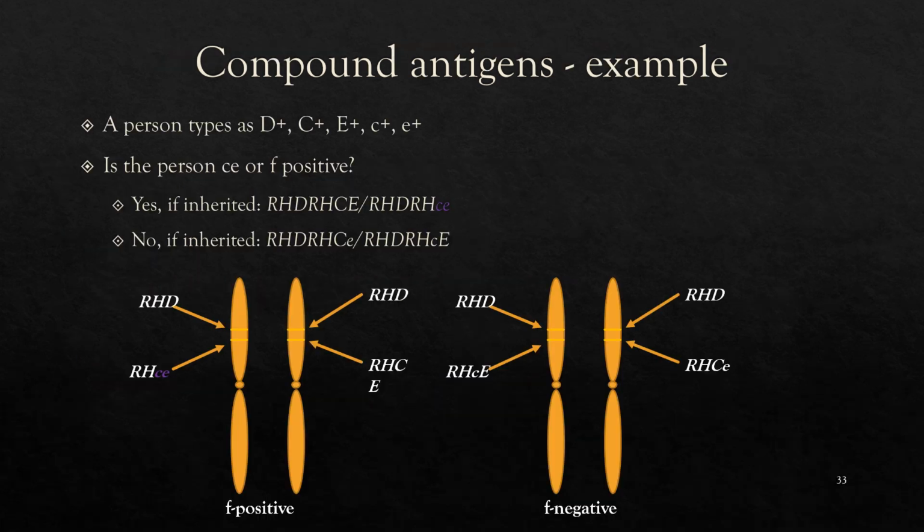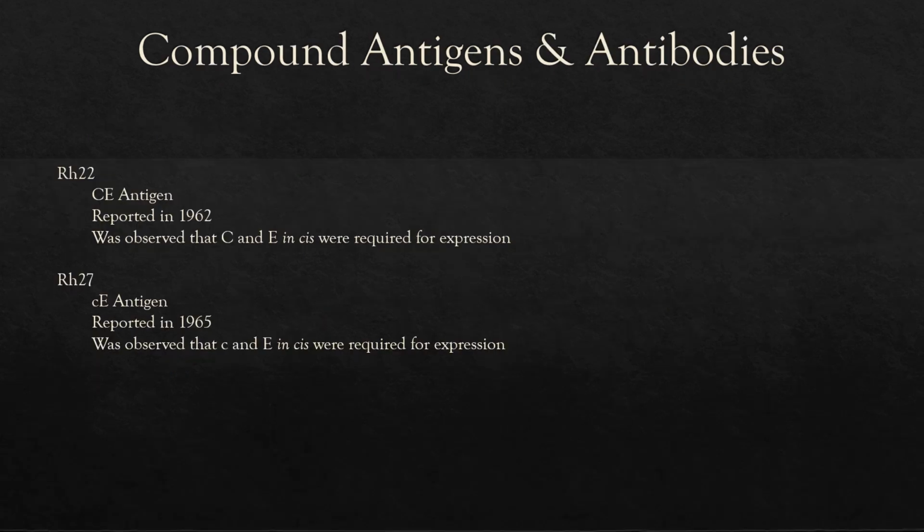So how do we know if F is present? If c and e are inherited on the same chromosome. So you can see here, if they have little c, little e on the same chromosome, they will be F positive. However, if the little c and little e are inherited on different chromosomes, they will be F negative. There's also a big C, big E antigen called Rh22. This is when big C and big E are inherited in cis. And then there's Rh27, which is little c, big E.